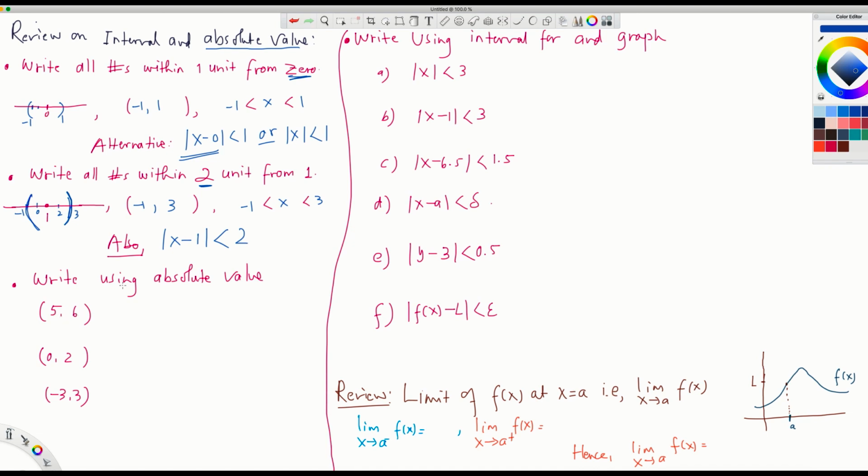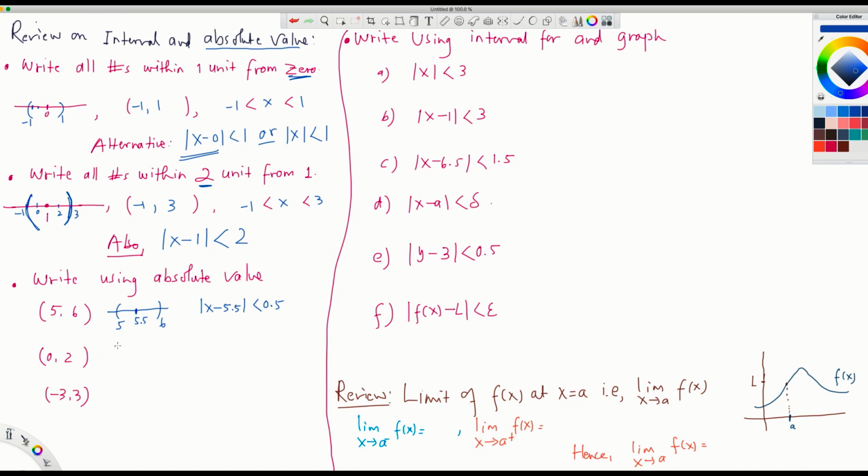So 5 through 6, right? If you draw the graph, there is 5, there is 6, right? What is in the middle? That is 5.5. You see that? So what is the maximum distance from this center to the boundary? It is 0.5. You see that? 0.5. So how do I write that? You write x minus center, right? And then less than, what is the maximum distance from the center to the boundary? It is 0.5. This is how you write using the absolute value for that interval.